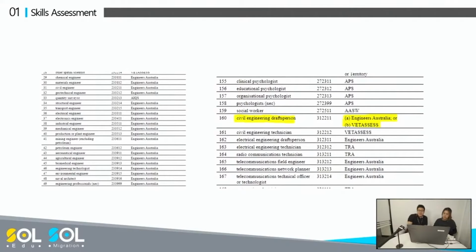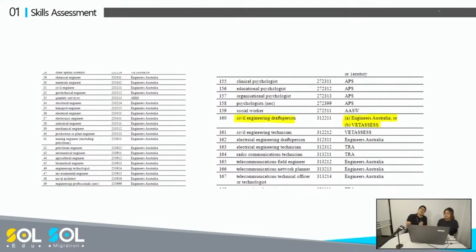And then the yellow highlight on the right-hand side shows what the authority for the skill assessment is. Luckily, civil engineering draftsperson is assessed by two authorities.